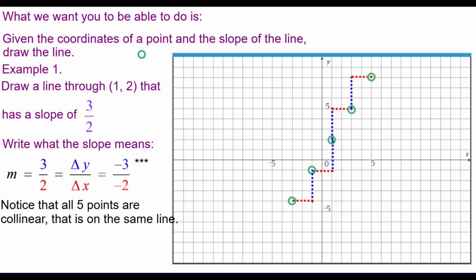And you'll notice that all 5 points are collinear, that is, on the same line. So we'll connect the points, and there's our line that goes through 1, 2 and has a slope of positive 3/2. Press pause as needed.